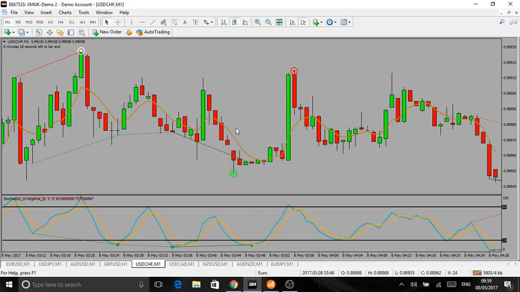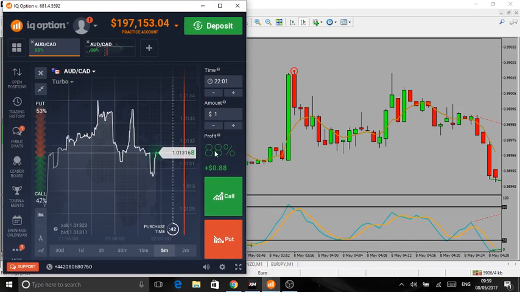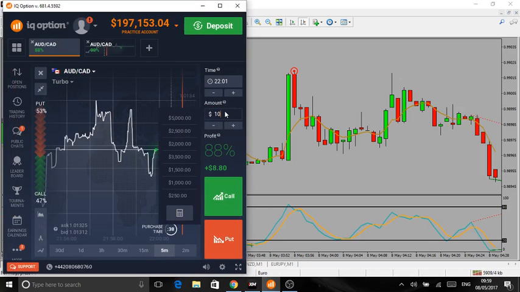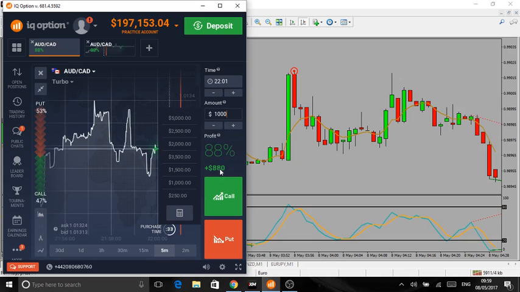Depending on which broker you use, I use IQ Option, and they have very high payouts. Look at that, 88% payout. So if I was to ever win a trade, if I put 1,000 and win that trade, I'll make $880 profit, and I get my 1,000 back on top of that.